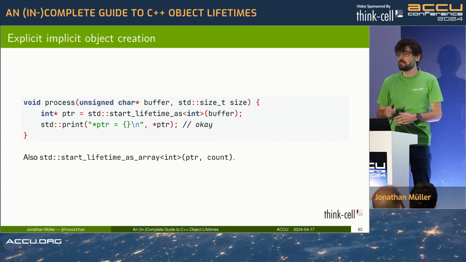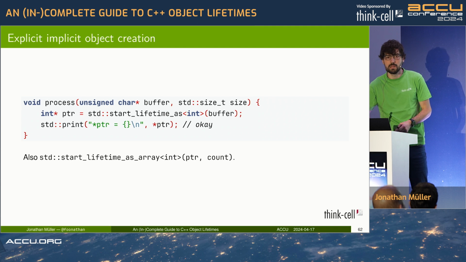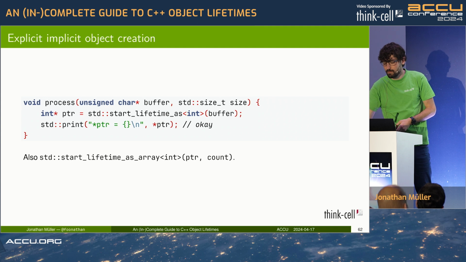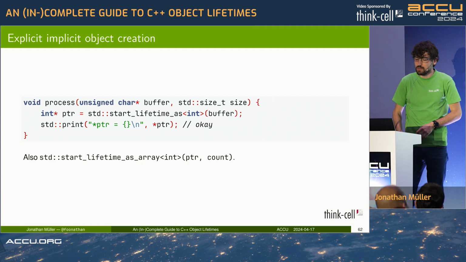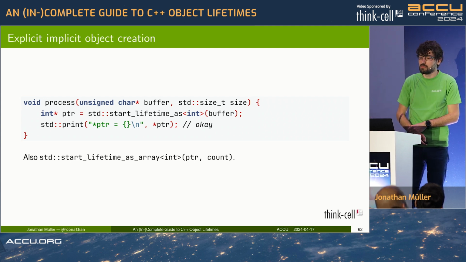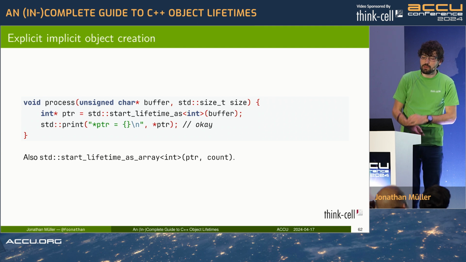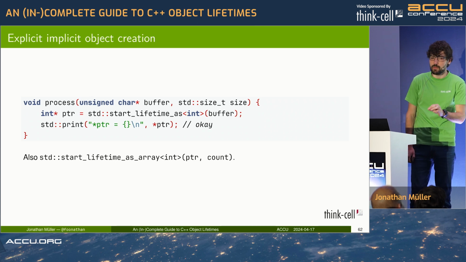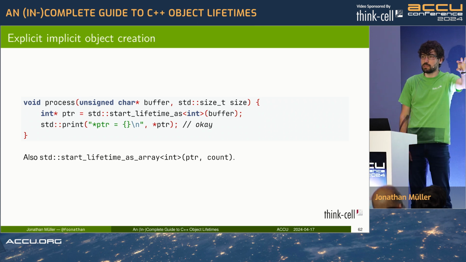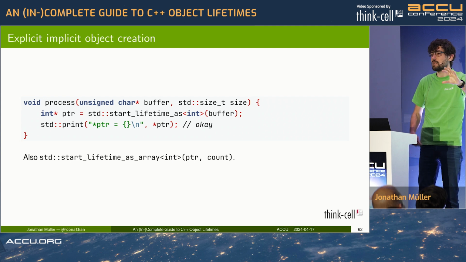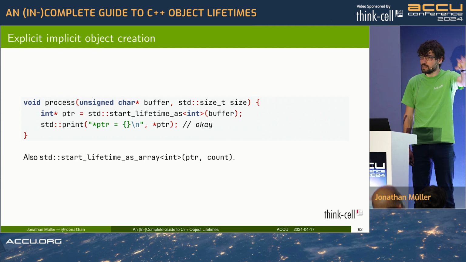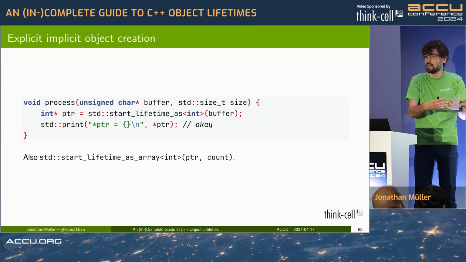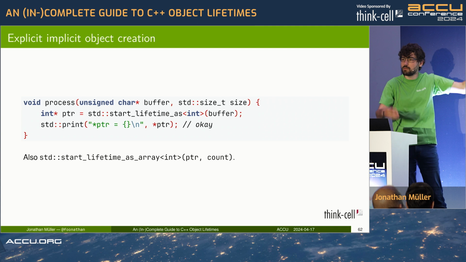And yes? What's the difference between start_lifetime_as versus reinterpret_cast? So the reinterpret_cast is potentially undefined behavior. In all cases? No. If you've got an int object, you reinterpret_cast to unsigned char, and then reinterpret_cast it back, that is fine. But if you've got something that isn't an int object, then it's undefined behavior because you're using an int object without one that has been created. And start_lifetime_as always creates an int object for you.